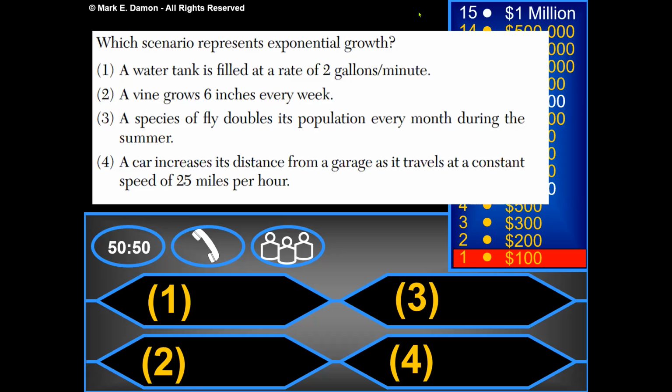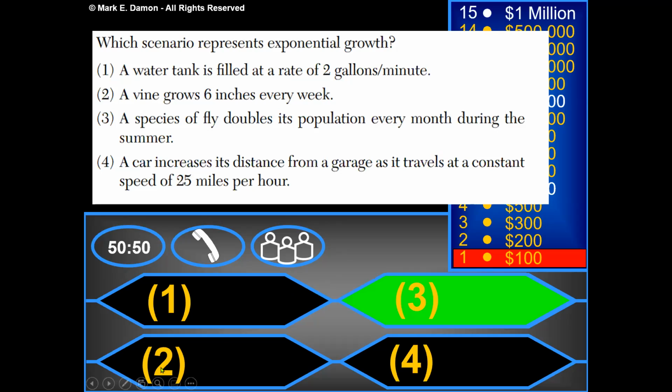All right, which scenario represents exponential growth? So you need to know that exponential growth is not linear. It's not the same exact amount of increase or decrease every time. It might be the same percentage. So that's a dead giveaway. Exponential growth is always some type of percentage or a different amount of tripling or doubling, things like that. So if you answered three, you're a winner.